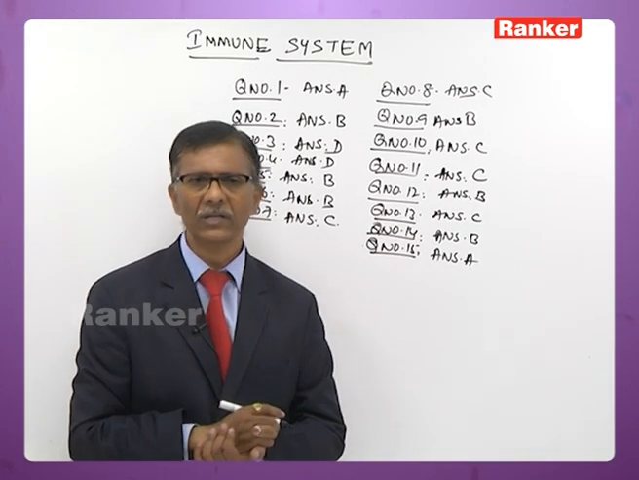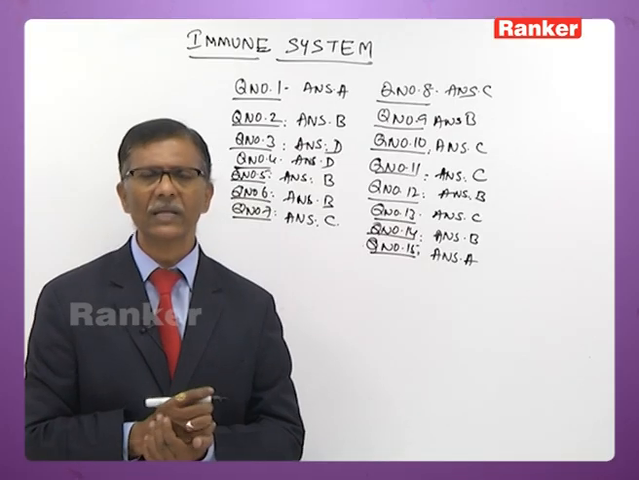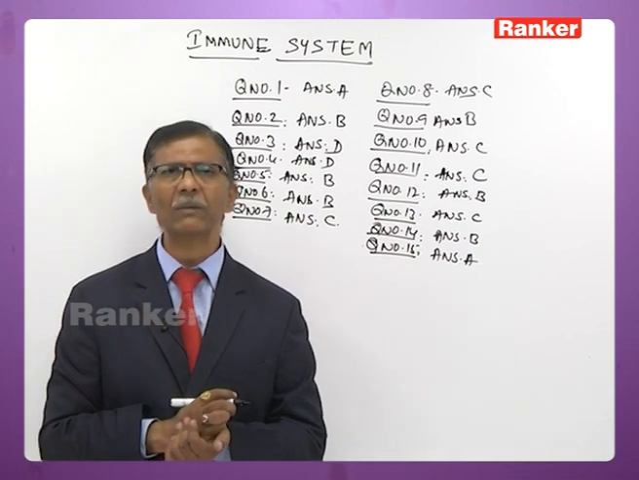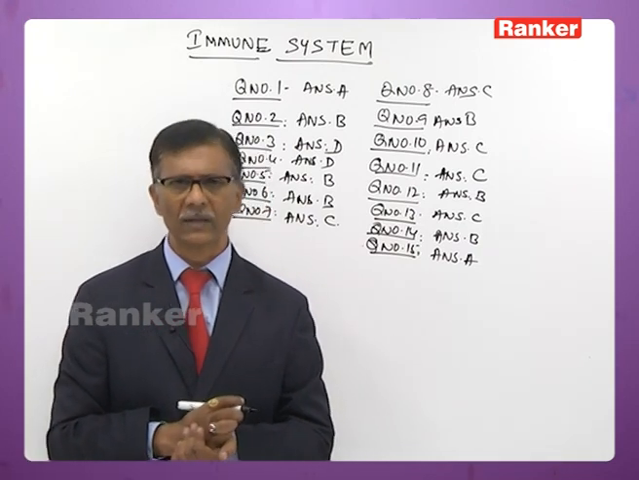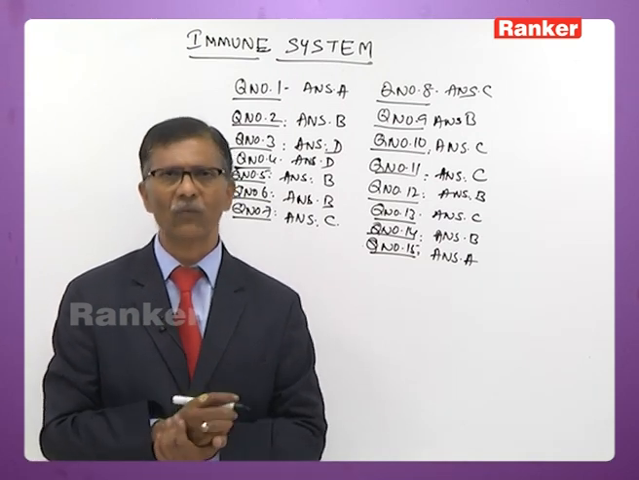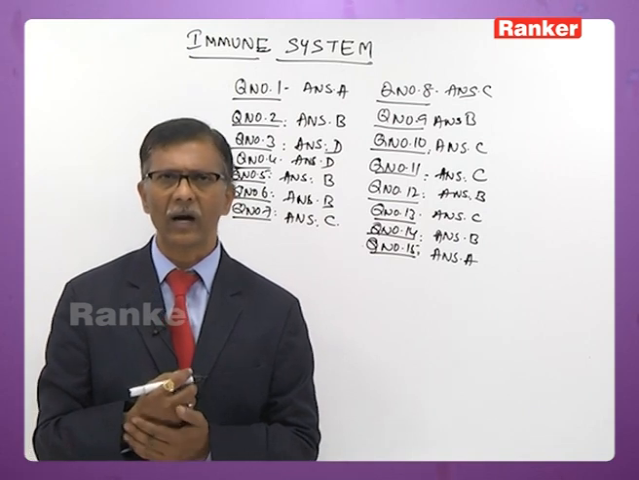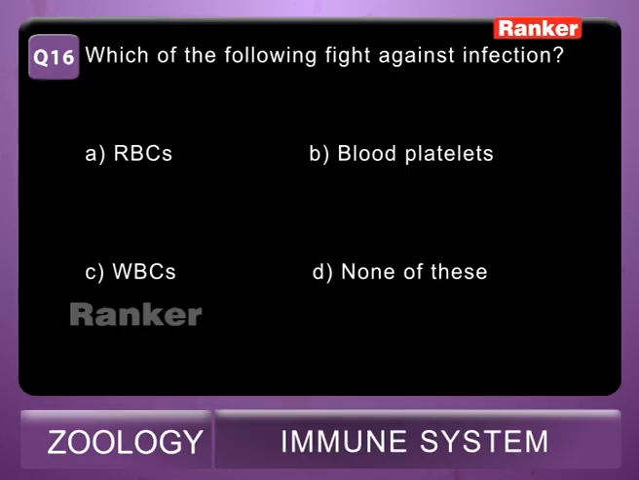Now, 16th question, which of the following fights against infection? A. RBC, B. blood platelets, C. WBCs, D. None of these. Mostly WBCs fight against infection by synthesizing antibodies, and some of the WBCs are also phagocytic in function, like neutrophils are phagocytic, and monocytes are scavengers. So 16th question correct answer is C.